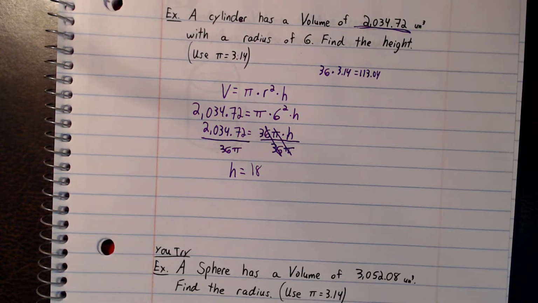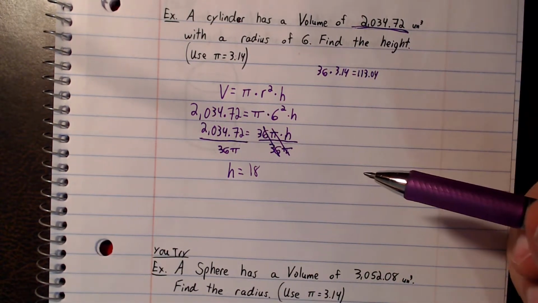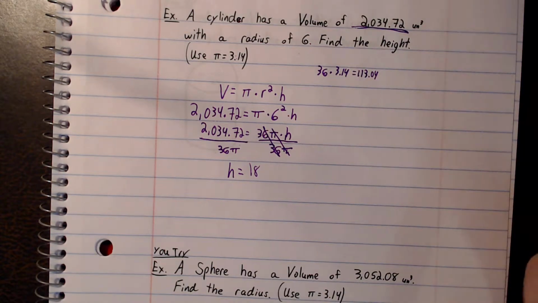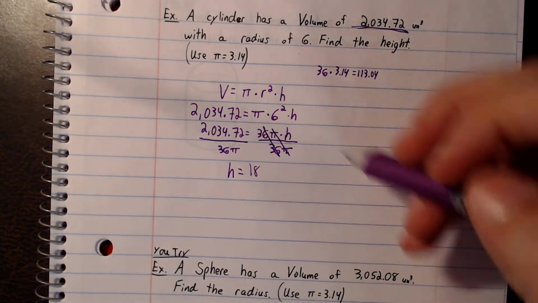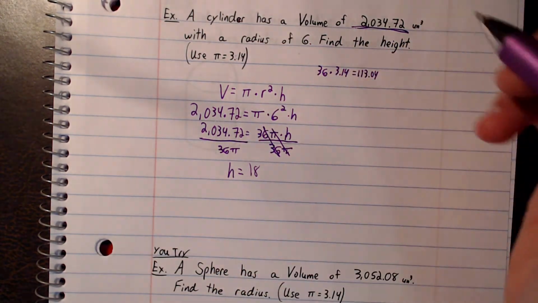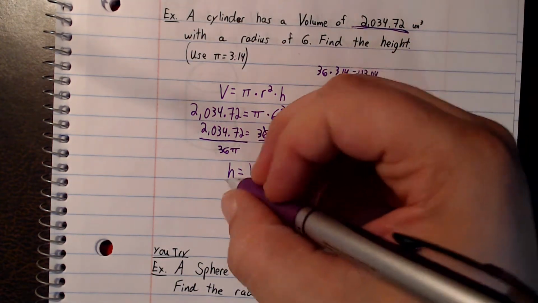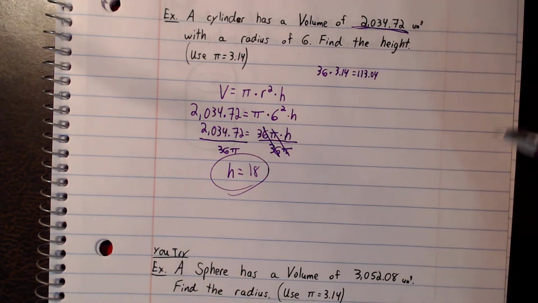Alright, now height is only one out of the three of these dimensions, right? Length, width, and height. So this is a one-dimensional thing. We don't have to mention units squared or cubed. It would just be plain old unit. So we don't have to even add anything to that.